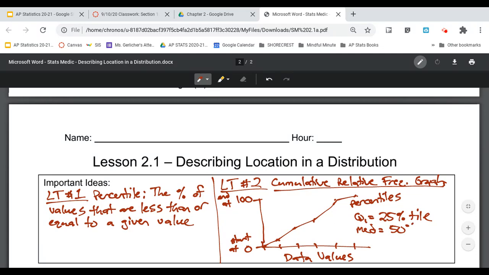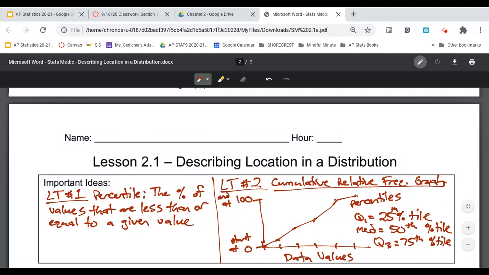Oh, okay. Hang on. I should be putting little THs in here. 50th percentile. And quartile 3 is at the 75th percentile, because that's always 50% of the way into the list or 75% of the way into the list. Okay, so those are your big ideas.